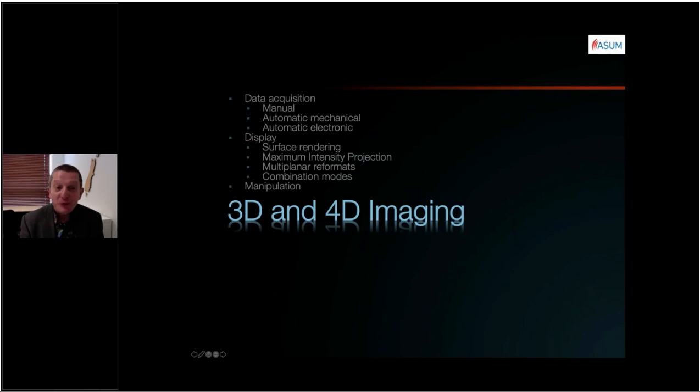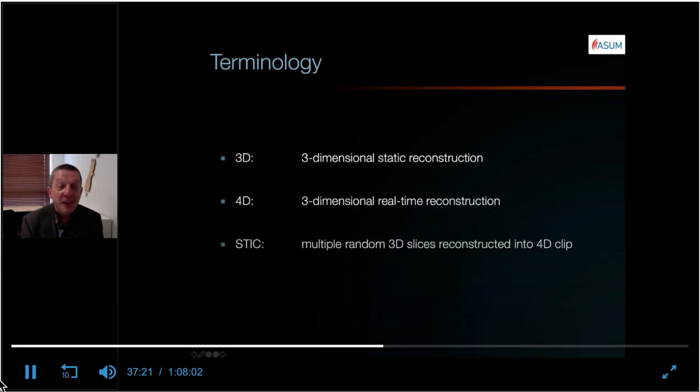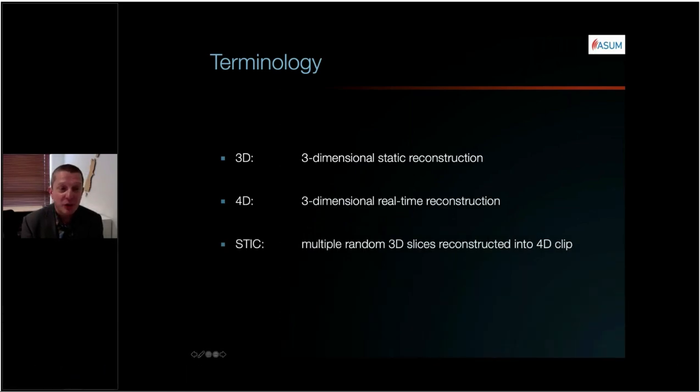And we'll move on to the section on 3D and 4D imaging straight away. First, let's clarify some terminology. So the term 3D simply refers to three-dimensional static reconstruction of images from ultrasound volumes. 4D means that the three-dimensional acquisition and display is in real time.